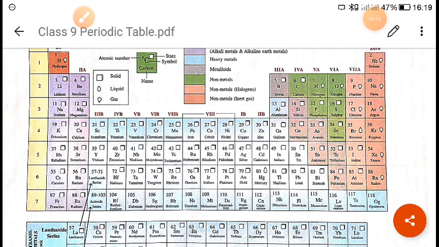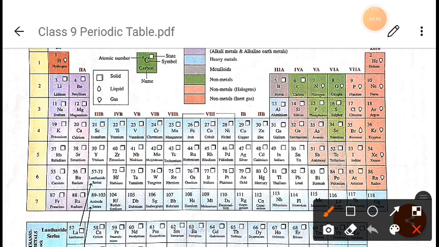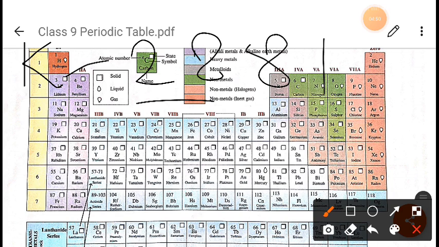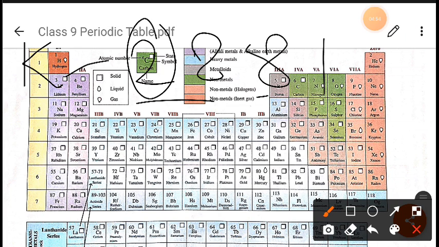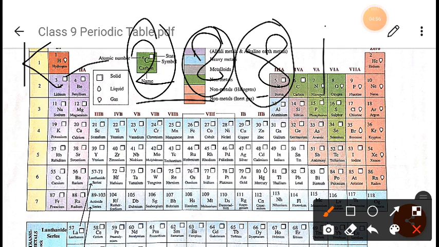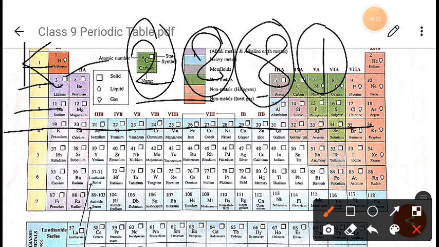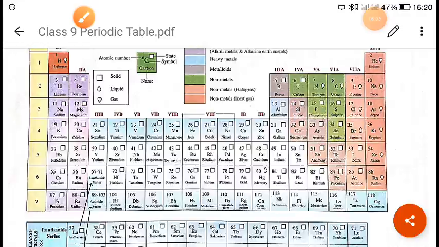As you can see in the example of potassium, which is K, its electronic configuration will be 2, 8, 8 and 1, right? 2 and 8 is 10, 10 and 8 is 18, plus 1 is 19. So how many shells? You can see 1, 2, 3 and 4 shells, right? So it belongs to the fourth period. As you can see, 1, 2, 3 and 4, it belongs to the fourth period. So I hope you have understood this, right?